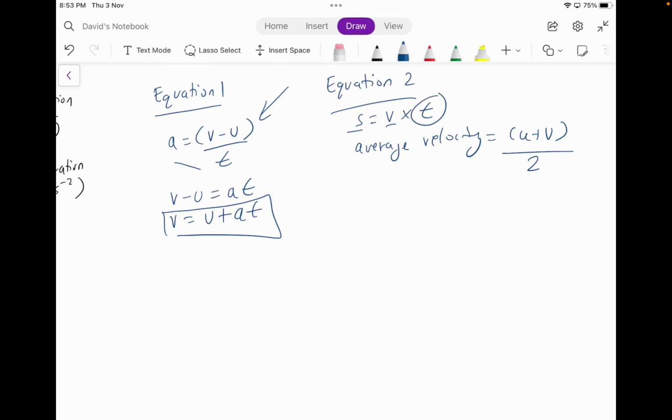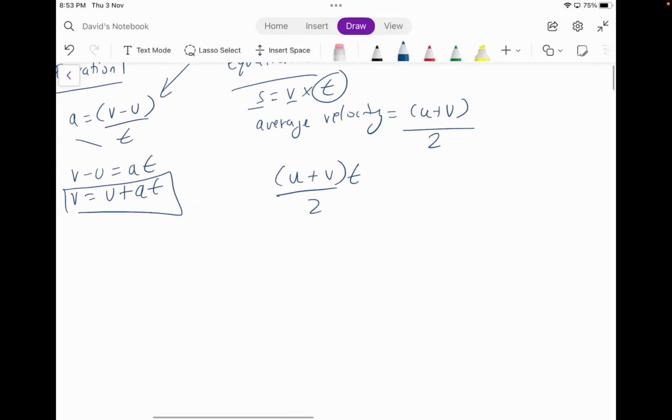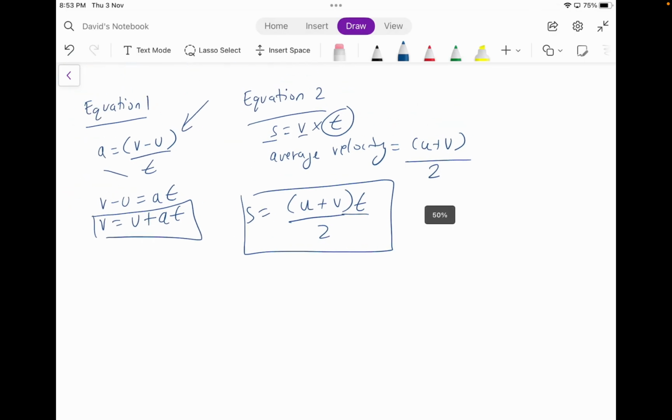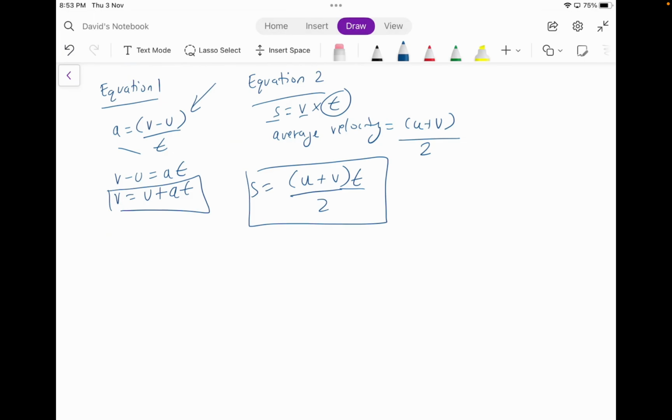So what we're going to do is write (u plus v) divided by 2, and multiply it by t. Now, in some specifications you're going to add s equals (u plus v) divided by 2, times t. This can be in brackets as well if you want, but I'm just going to leave it as it is. Now, this is your second SUVAT equation notation form when dealing with this type of equations. Okay? You're just deriving these equations.